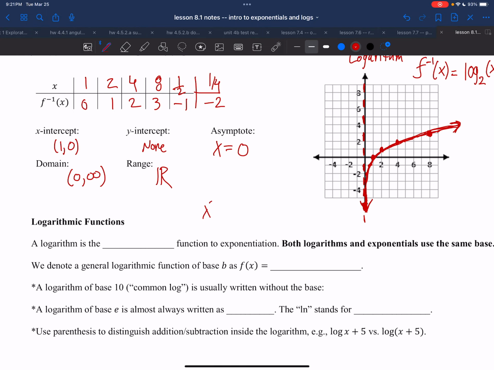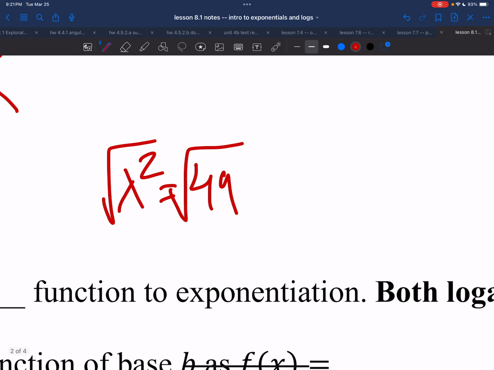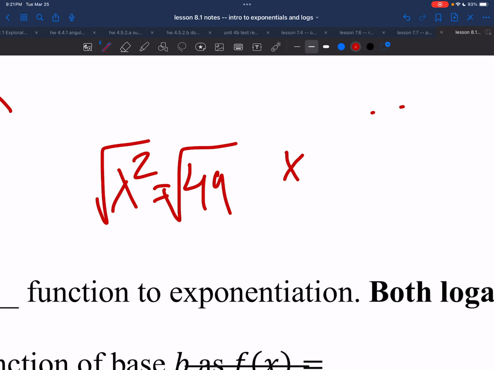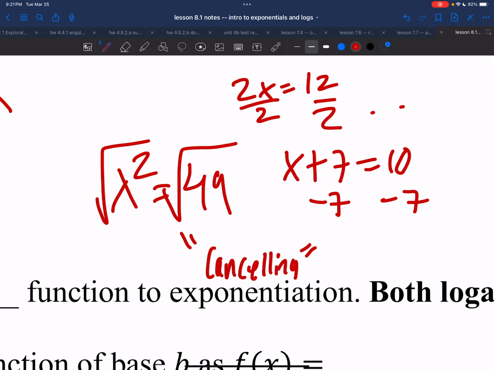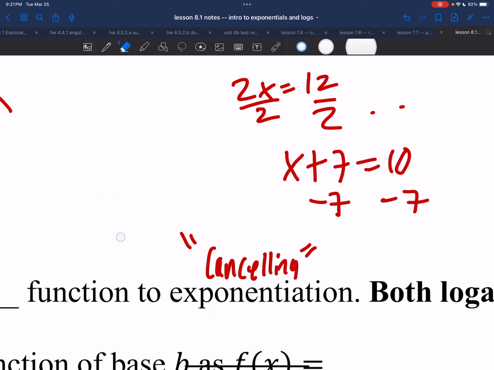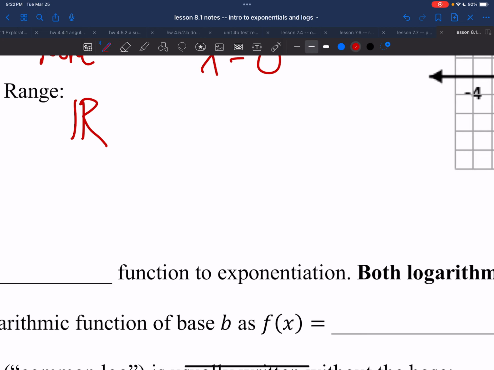If you had x squared equals 49, how do you solve for x? You take the square root, because the inverse of squaring is square rooting. If you had x plus 7 is 10, how do you get rid of plus 7? You do minus 7, because that's the inverse of plus 7. If you had 2x equals 12, this is multiplying by 2, the inverse of multiplication is division, or multiplication by the reciprocal, right? These are all the things that we call canceling. You're using the inverse operation to get rid of something. So when it comes to exponents, how do you get rid of exponents? You use what's called logarithms.